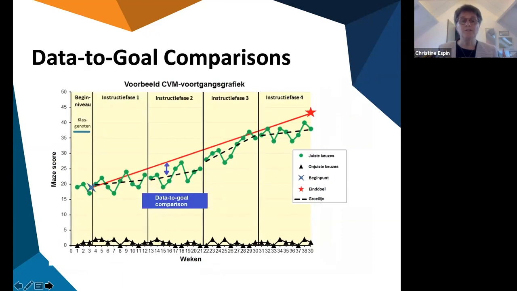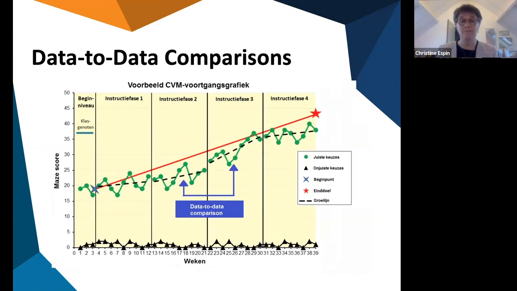We also wanted to know, when participants talk about the instruction in a particular phase, do they make comparisons between the student's rate of growth, which is this slope line here, and the goal? In other words, do they compare the student's data and the student's rate of growth to the goal line or the expected rate of growth? And we call that a data to goal comparison.